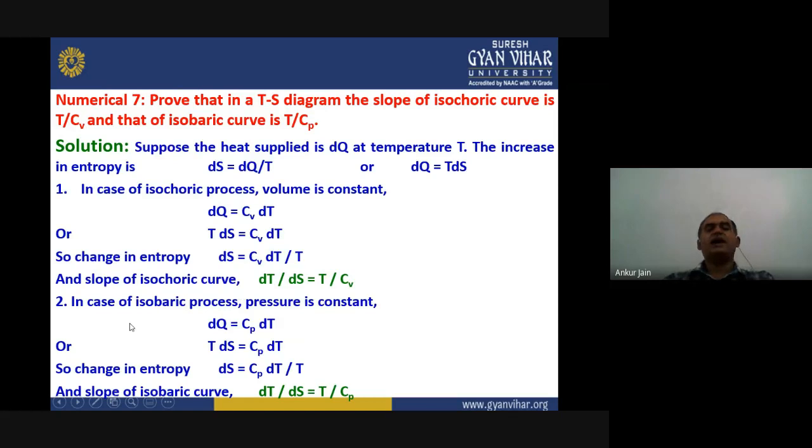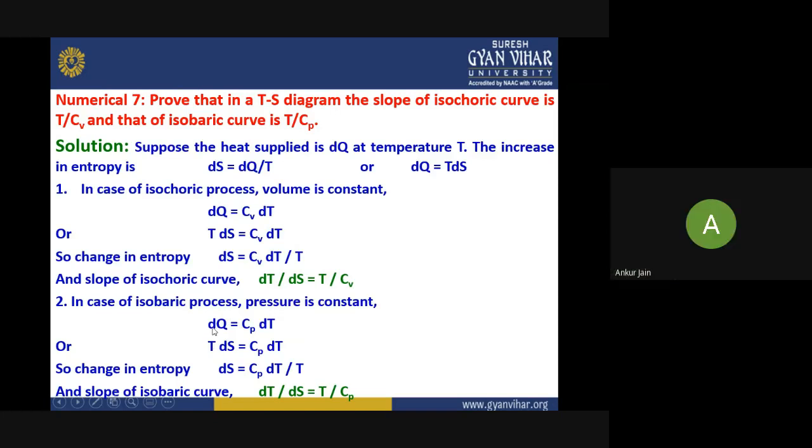Similarly, for the isobaric process, what is constant? The pressure is constant, and we can write dq as equal to Cp into dT. If we want to know the slope of the isobaric curve, then it will again be given by dT upon ds. From here we can calculate it. If we put the value of dq as T ds, it will be T ds equals Cp into dT.